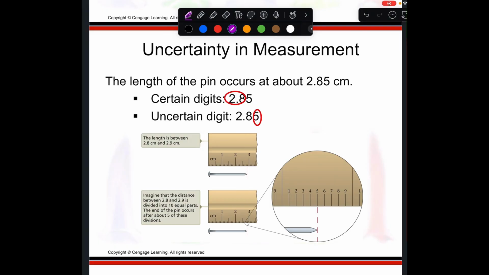Now, anytime we are working with a measurement, there is always some uncertainty. So let's say we're working with 2.85 centimeters. The 2 and the 8 are considered certain digits. If everybody measured this piece of wood or this nail right here, we'd all get 2 and the 8. Now, each of us could maybe have a different uncertain digit. The uncertain digit is always going to be this last digit. Okay, so maybe I measured it and got a 5, you measured it and got a 4, the next person measured it and got a 6. So we would all have the 2 and the 8, but we could have a different uncertain digit.